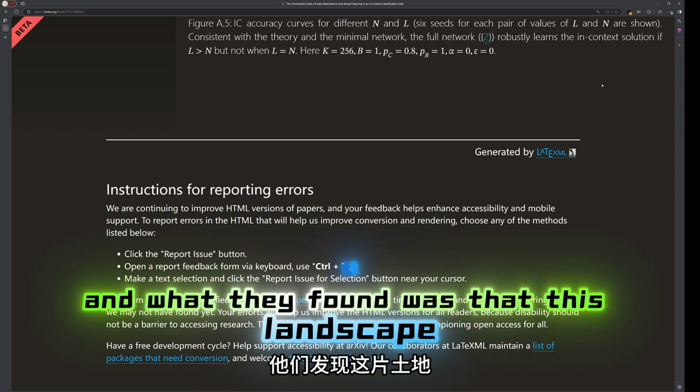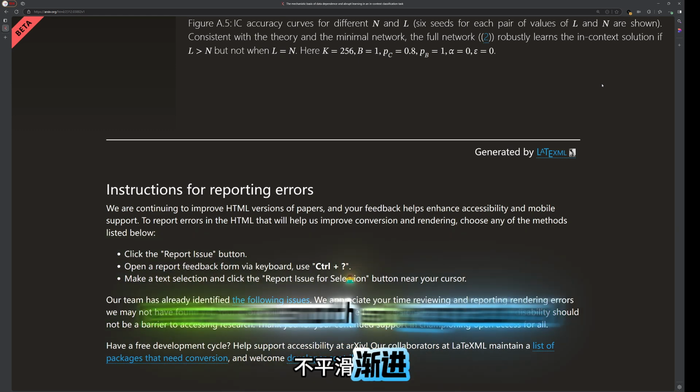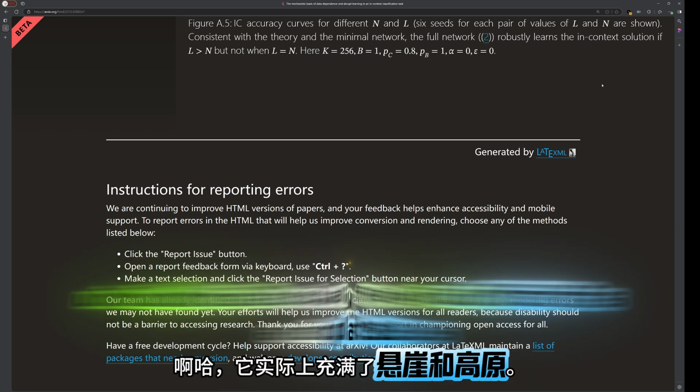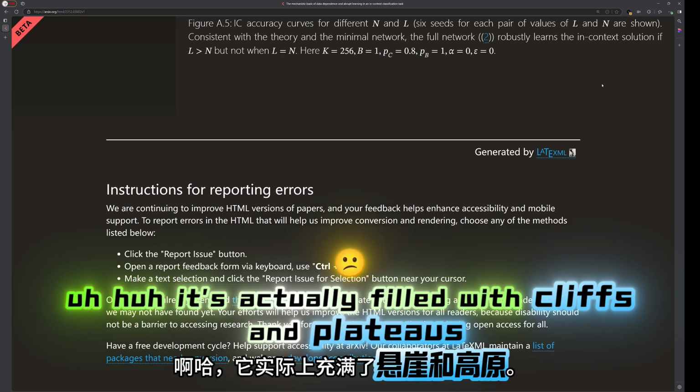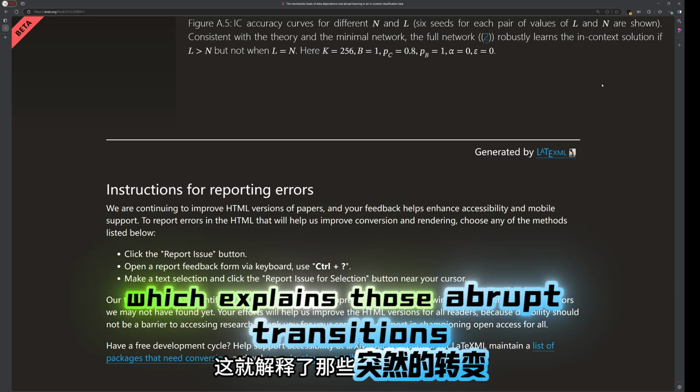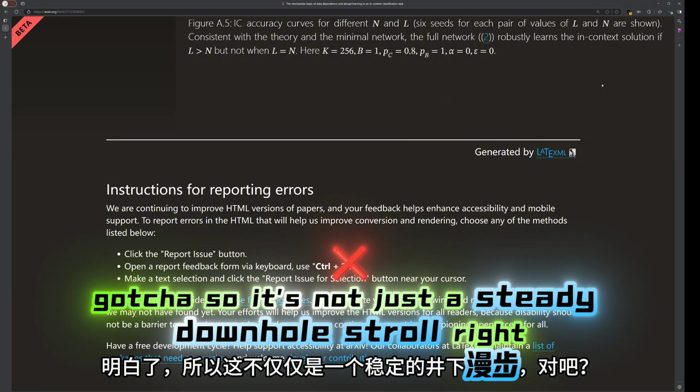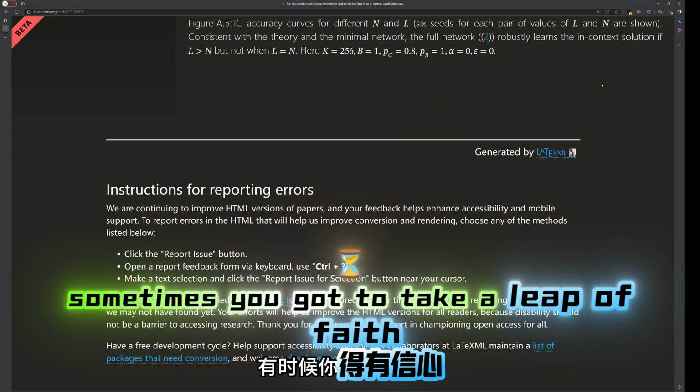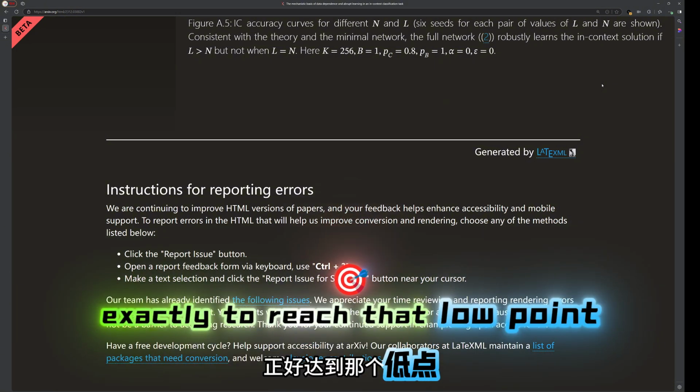Exactly. And what they found was that this landscape is not smooth and gradual. It's actually filled with cliffs and plateaus, which explains those abrupt transitions. So it's not just a steady downhill stroll. Right. Sometimes you've got to take a leap of faith to reach that low point.